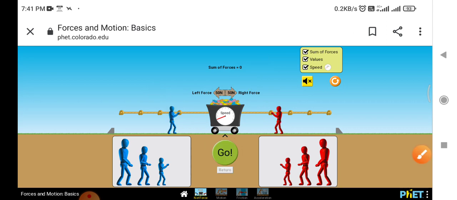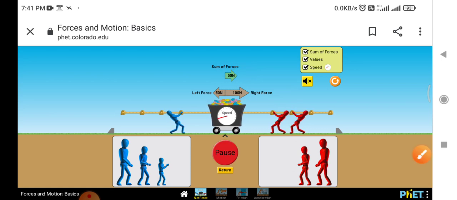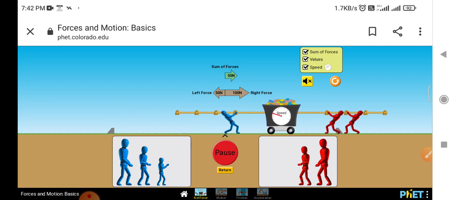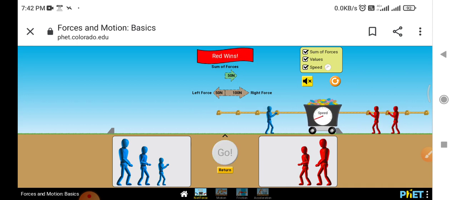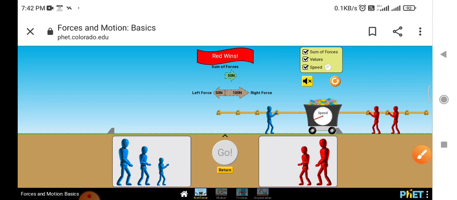Next, I chose one more person here. Now see the force of this side, 100 Newton. Here only one person, so 50 Newton. So the sum of the force is 50 Newton. Now I press the go button. See, the object will move to the red side. So who wins this? The red wins, because on this side the magnitude is more.